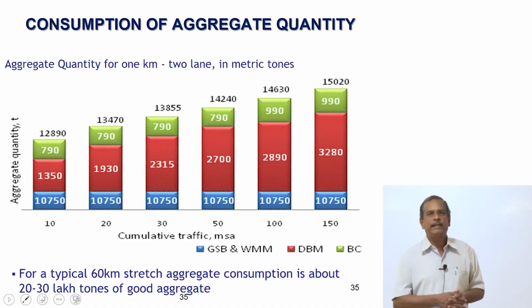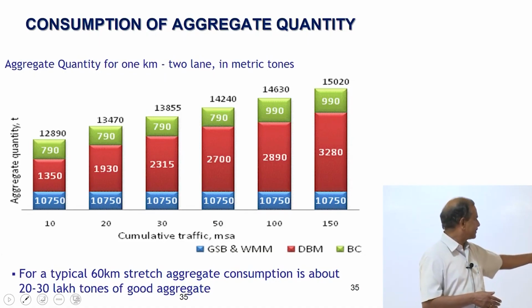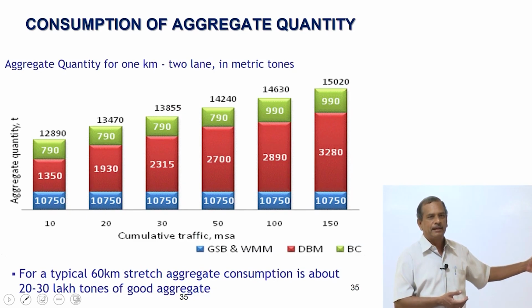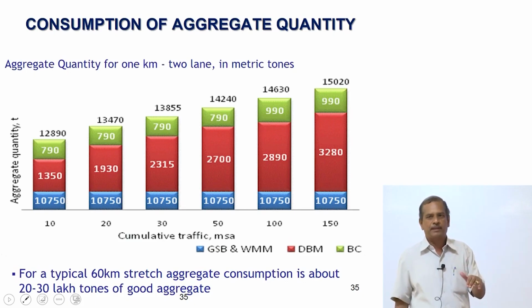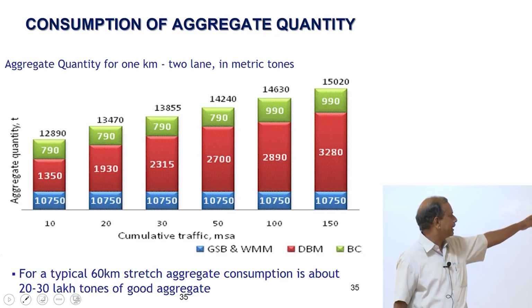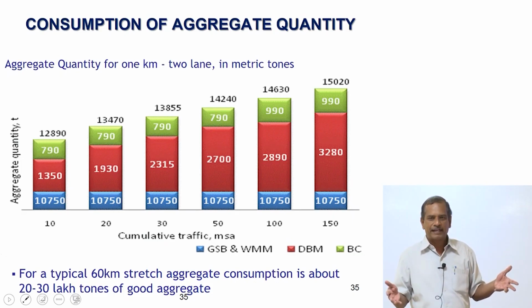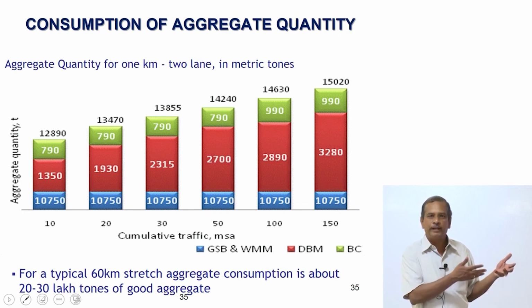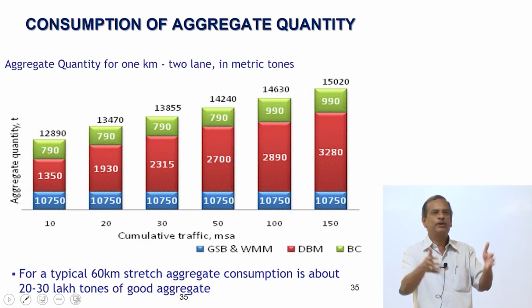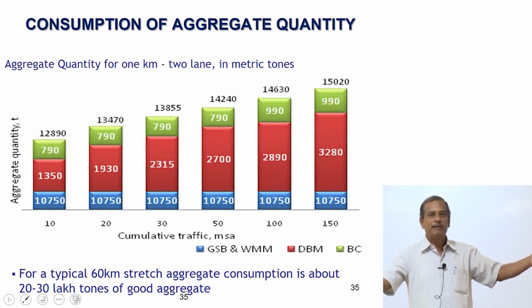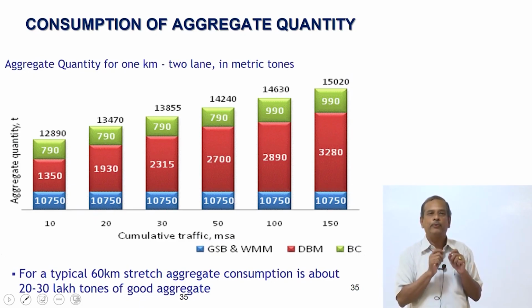So how much material do we require for constructing these roads? For construction of a typical 60 kilometer road stretch, I require about 20 to 30 lakh tons of good aggregates. I'll come to the issue of sustainability in due course. But remember, for constructing 1 kilometer of a 2-lane road, I require nearly 15,020 metric tons of aggregates. Now, when you have 1,20,000 kilometers of national highways, you can compute how much material we require when you convert a single lane into a 2-lane, 2-lane into a 4-lane, 6-lane or 8-lane. Huge quantities of materials are required, but we don't have good quality aggregates. So how do we construct sustainable long-lasting pavements is the first challenge.